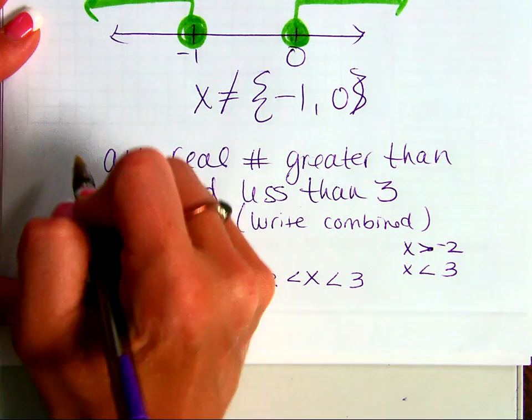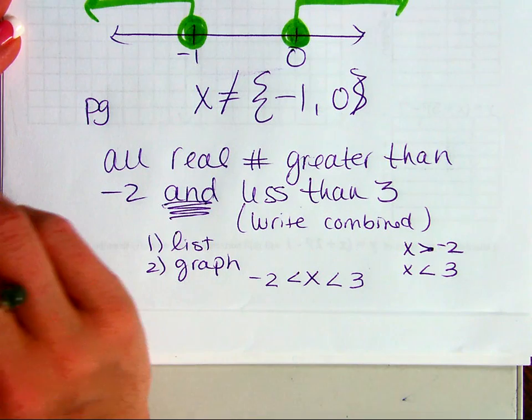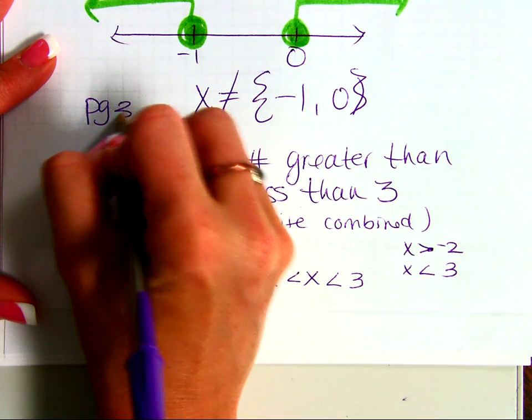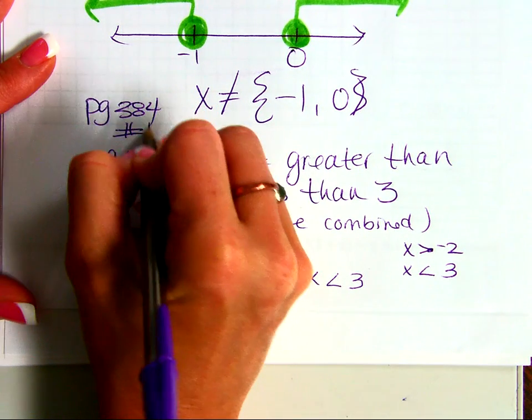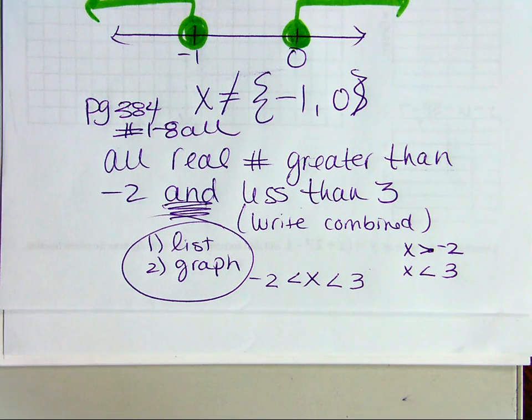Does everybody understand? Okay, you are doing page 384, numbers 1 through 8 all, and you got to do the graph and the list. If you don't have the graph and the list tomorrow, you're going to not get your 5 out of 5. Okay?